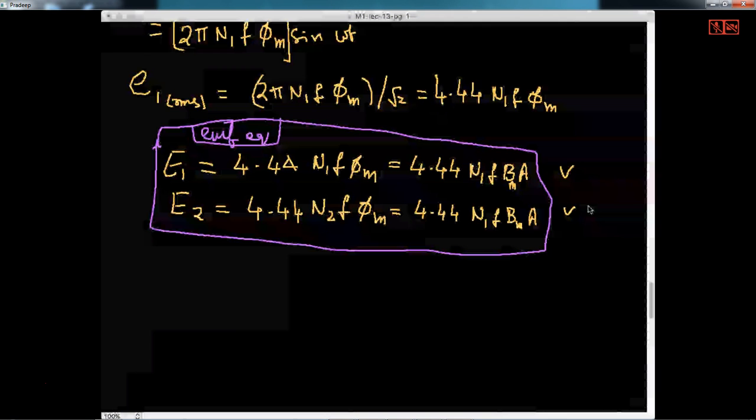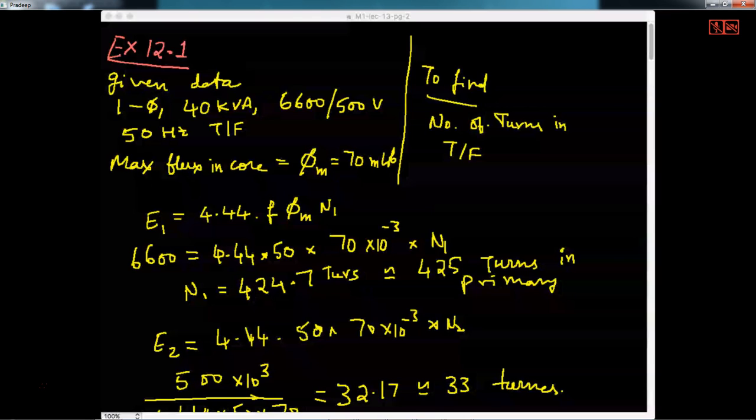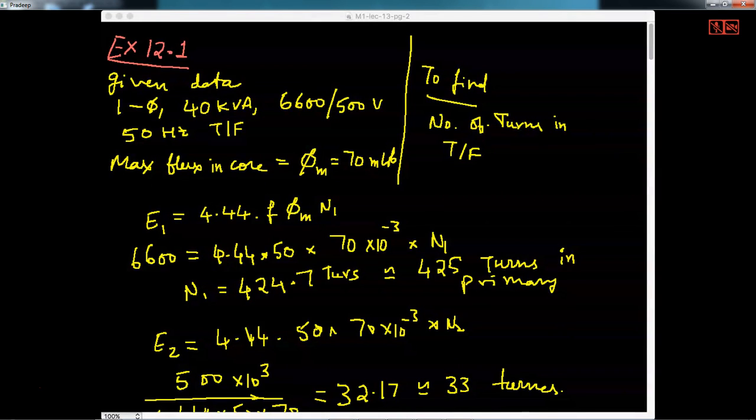Let me change the document. You should be able to see the example problem on your screen. So this is example 12.1, and what is the given data? I have a one-phase 40 kilovolt-ampere, 6600 by 500 volts, 50 hertz transformer. This is basically the definition or rating of the transformer. And the maximum flux allowed in the core is 70 milliwebers. You should be careful with the units whenever this kind of problem comes. Milliwebers means 10 power minus 3 you should consider.